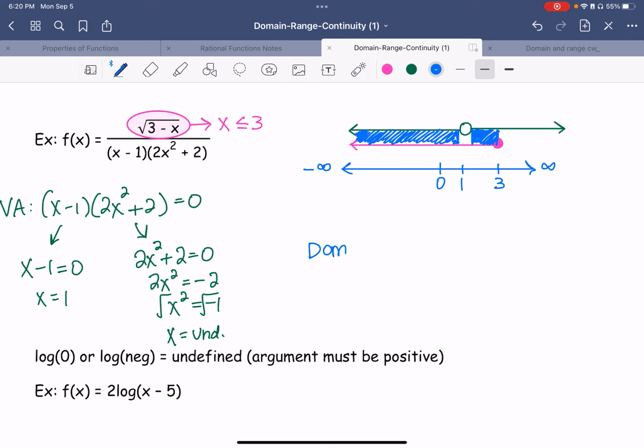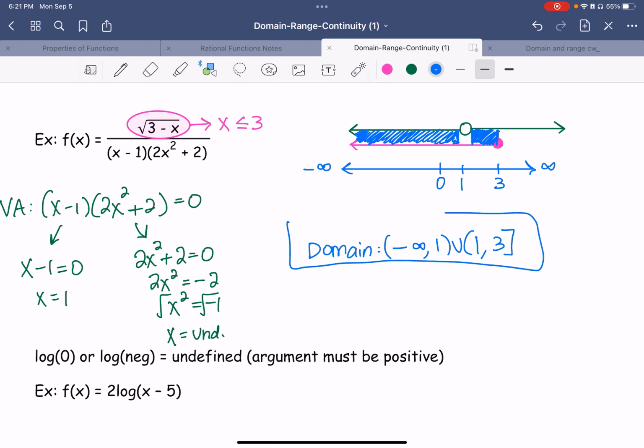And then the domain will only be represented by the shaded areas. So from negative infinity, comma, positive 1, parentheses on both of those, union 1 to 3, and then 3 is a closed point, so I will be using a bracket at 3. Okay, so the domain is negative infinity to 1, union 1 to 3.